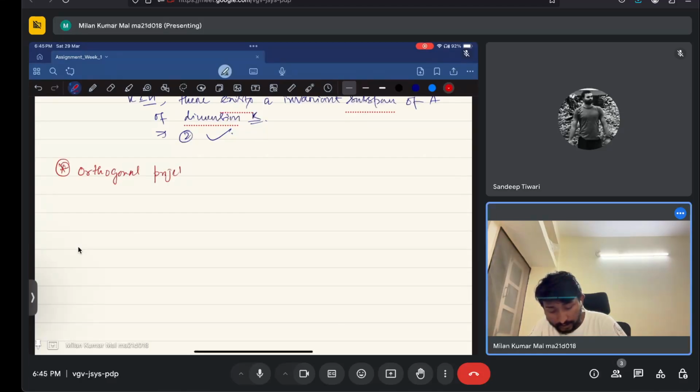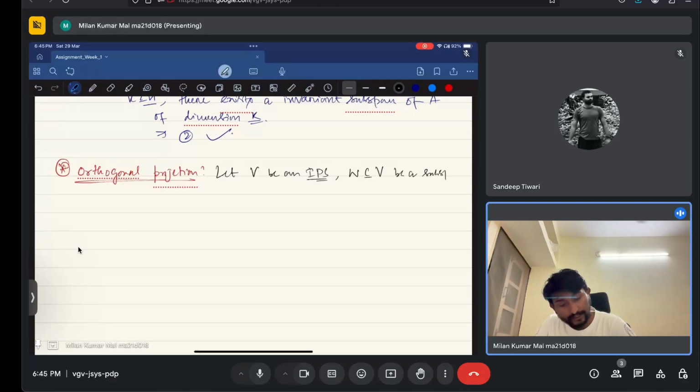Orthogonal projection. What it says: let V be an inner product space, I'm writing it short as IPS, and W be a subspace of V. That means that is again an inner product space. And now the question is, let beta be a vector in V.